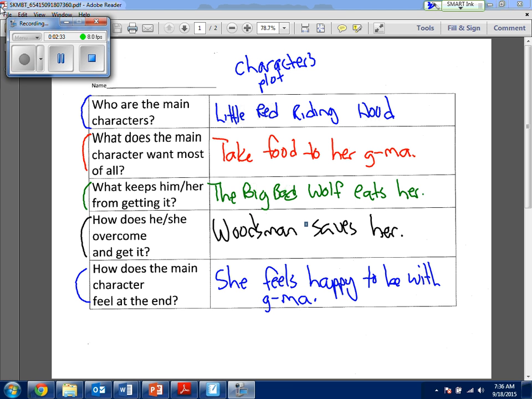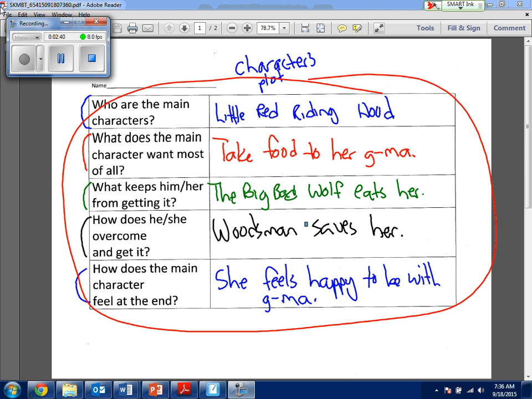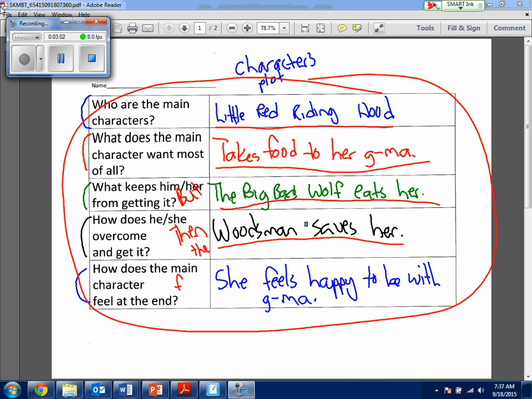Alright, so if we took this entire summary chart and wrote it down, this is what it would sound like. Starting out with Little Red Riding Hood, let's say she takes food to her grandma. We'll put the word but, the big bad wolf eats her. Then the woodsman saves her. Finally, she feels happy to be with Grandma. And that's an example of a good summary.